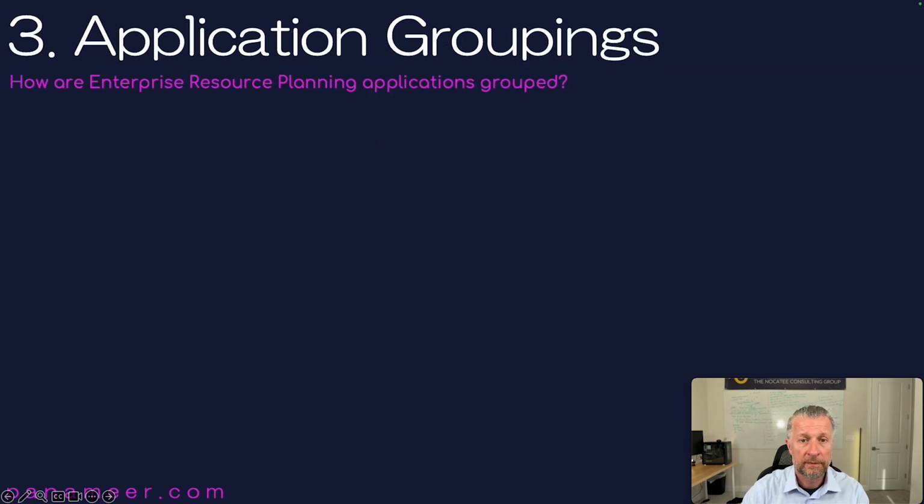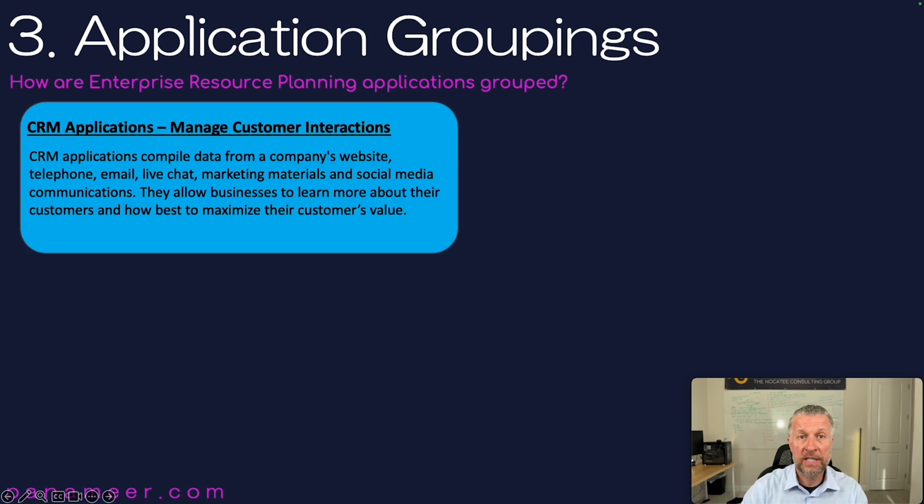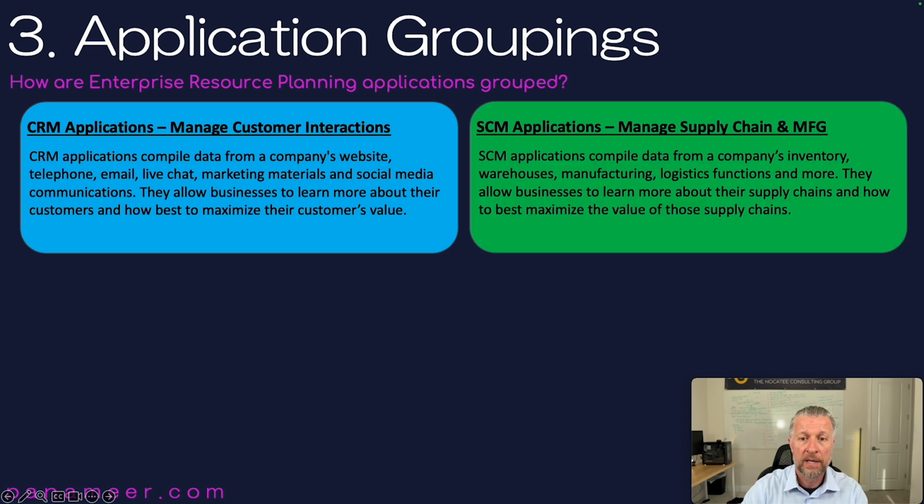Slide 3, application groupings. How are enterprise resource planning applications grouped? Well, first, there are CRM applications. These are customer-facing applications which group, manage, and leverage the value of customers. Next are SCM applications, which are supply chain and manufacturing applications. So as you would expect, those applications manage those processes as well as try to drive value from that information.